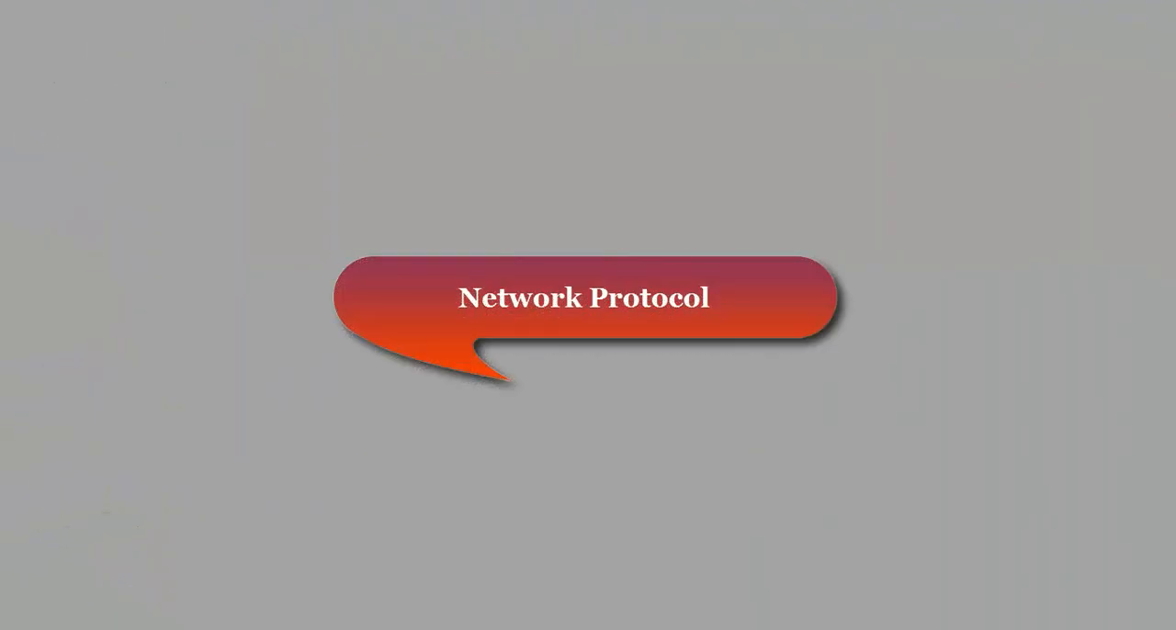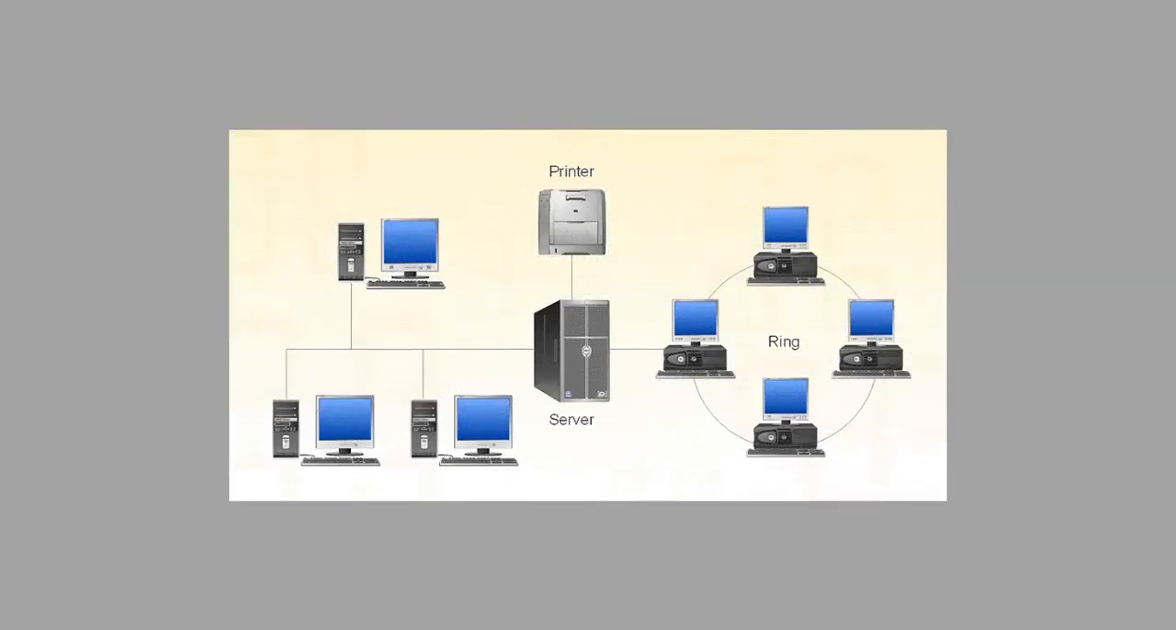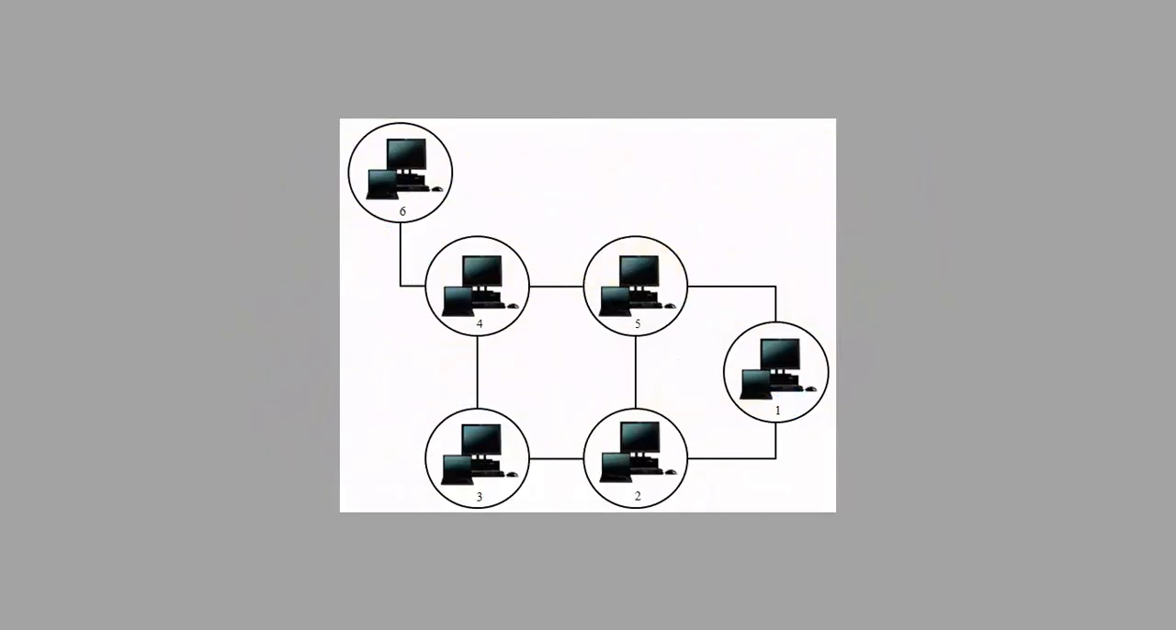Network protocol. A protocol is a set of rules that governs the communications between computers on a network. These rules include guidelines that regulate the following characteristics of a network: access method, allowed physical topologies, types of cabling, and speed of data transfer.